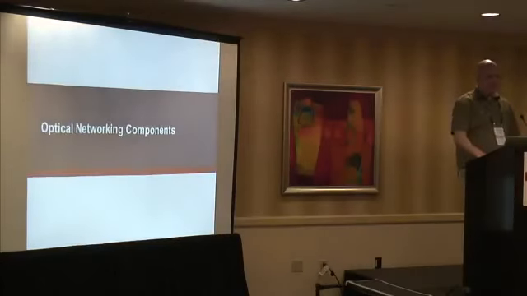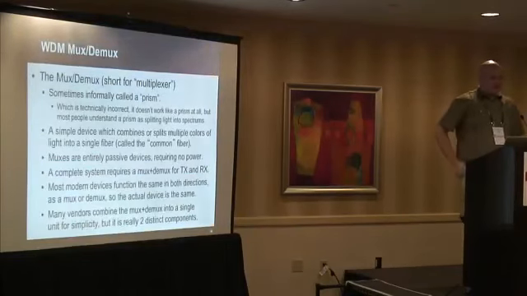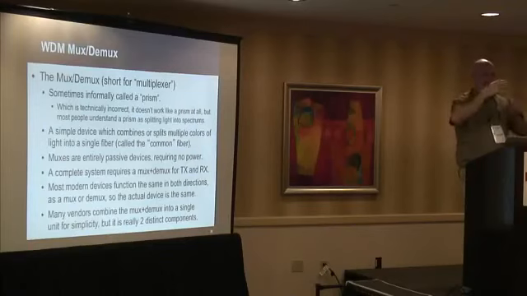So now we talk about a bunch of optical networking components. First off, for WDM, you've got the mux and the demux, short for multiplexer. Some people call it a prism. You can kind of think of it like that. That's not how it actually works. I'll talk about how it actually works, but you can think of it as a prism where you send one piece of light in and it splits it out into a lot of different colors.